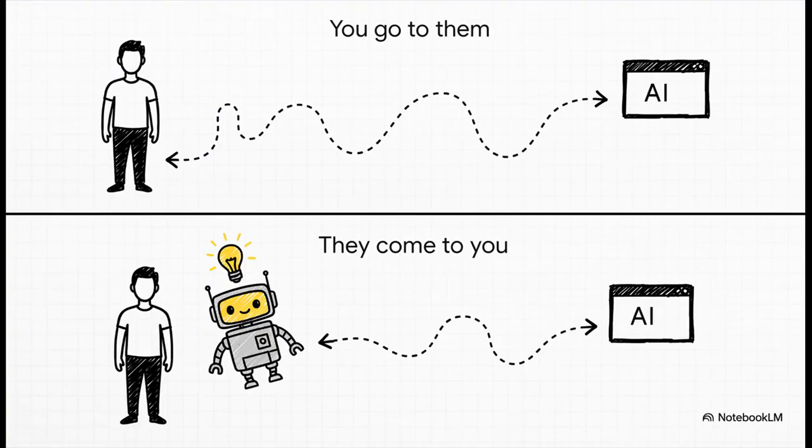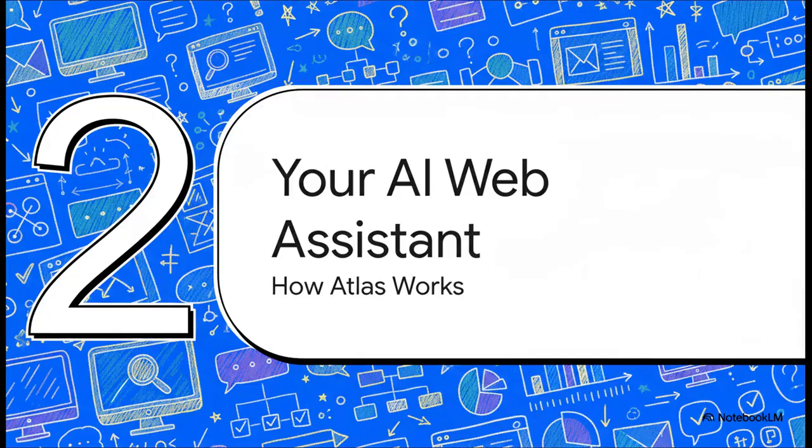Think about it. The way things are now, you have to do all the work. You find the info, you drag it over to the chat window, you ask your question, then you take the answer back to wherever you were. It's kind of clunky. But this new approach completely flips that script. So, how does it actually work in practice? Let's break down exactly what turns your browser from a simple window into a super smart assistant.